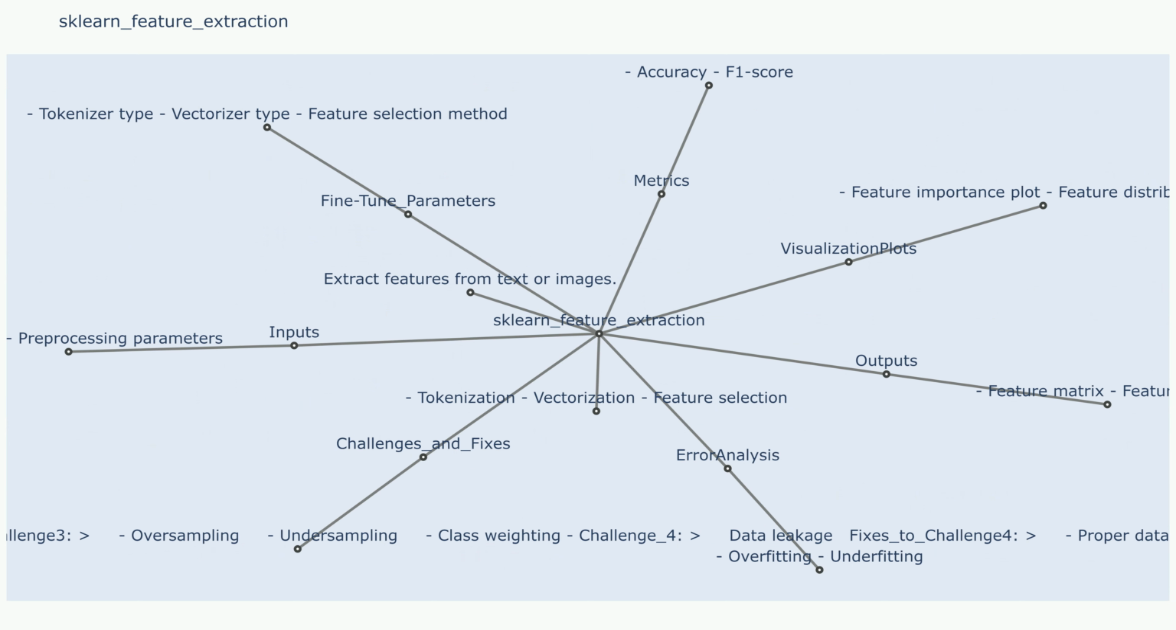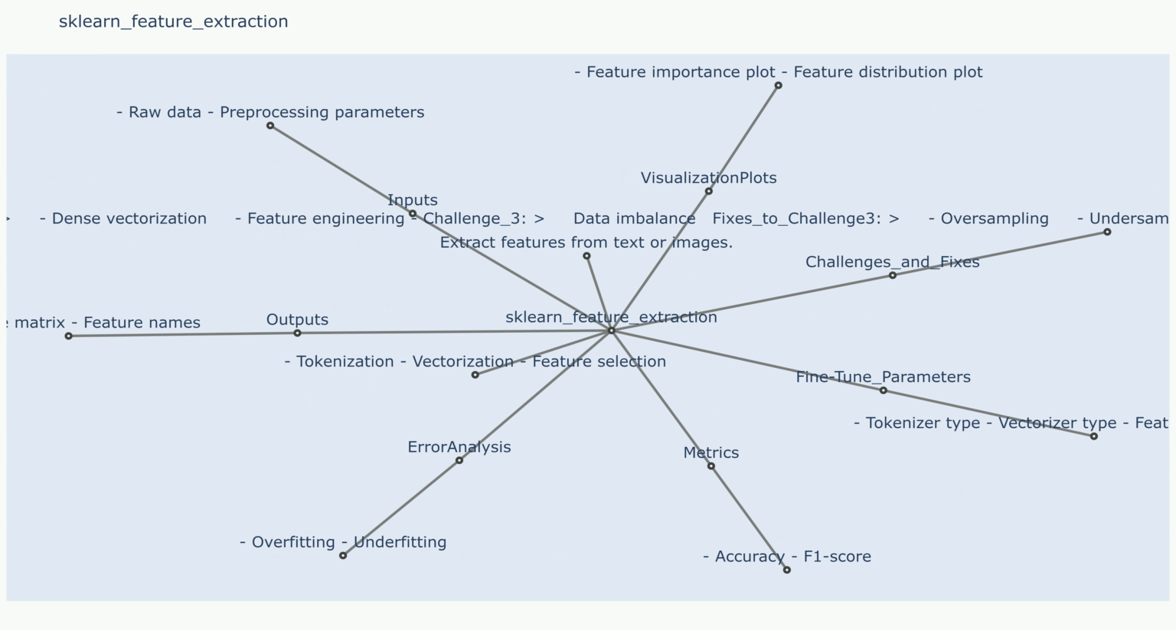Maximum features: this parameter controls the number of features extracted. N-grams for text-based methods. This parameter specifies the length of the phrases considered during feature extraction. Vocabulary size for text-based methods. This parameter defines the size of the vocabulary used to represent words.